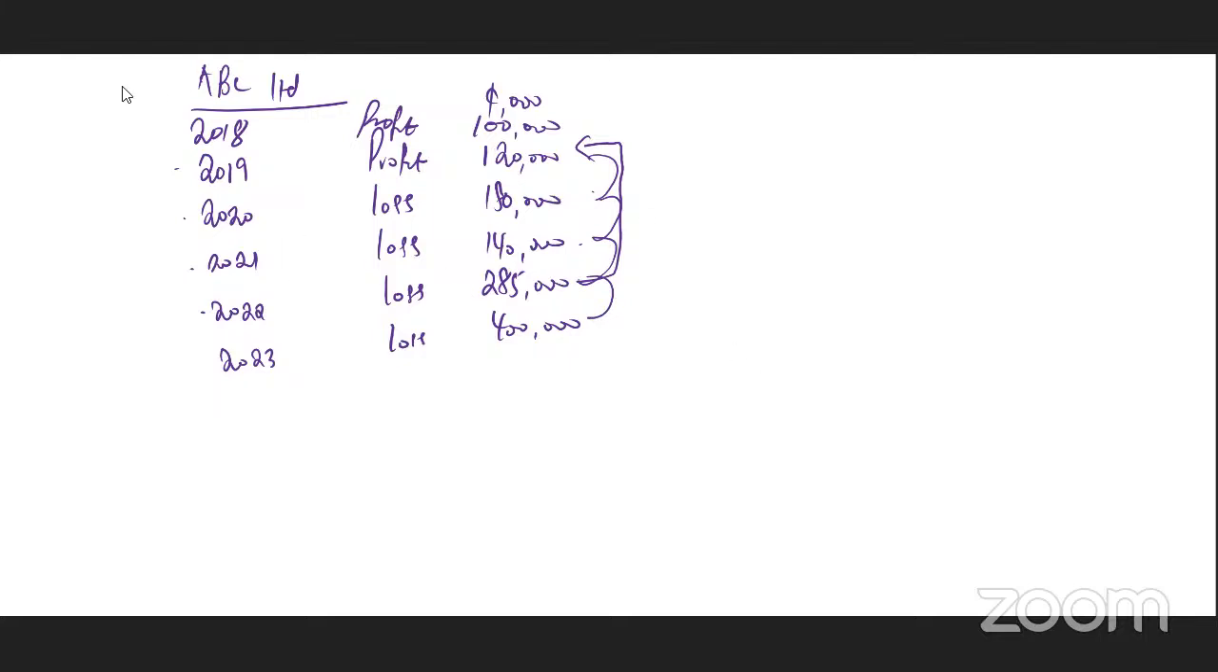Let's change the scenario. Let me change the scenario a little. Okay. So 2017 made profit of 100,000. 2018 made loss of 190,000. 2019 loss of 125,000. Does he qualify now?